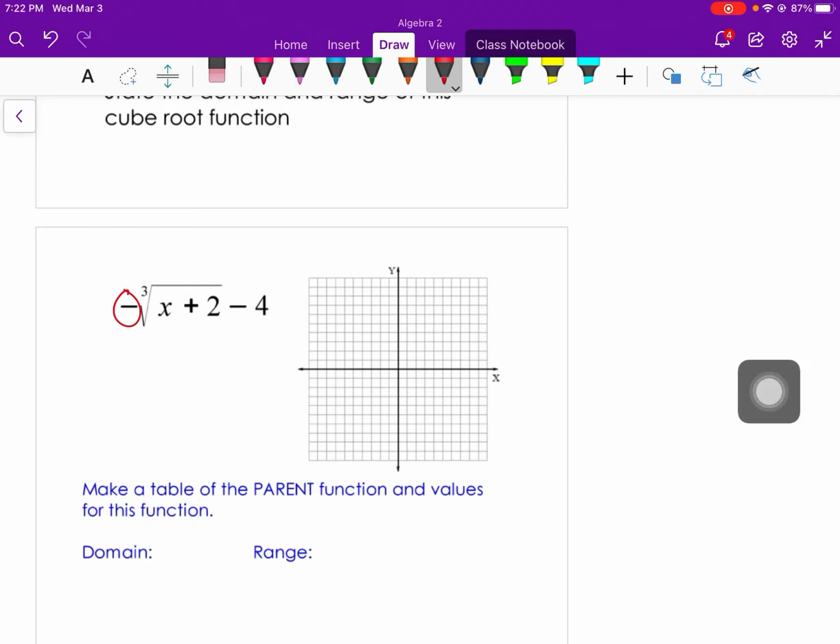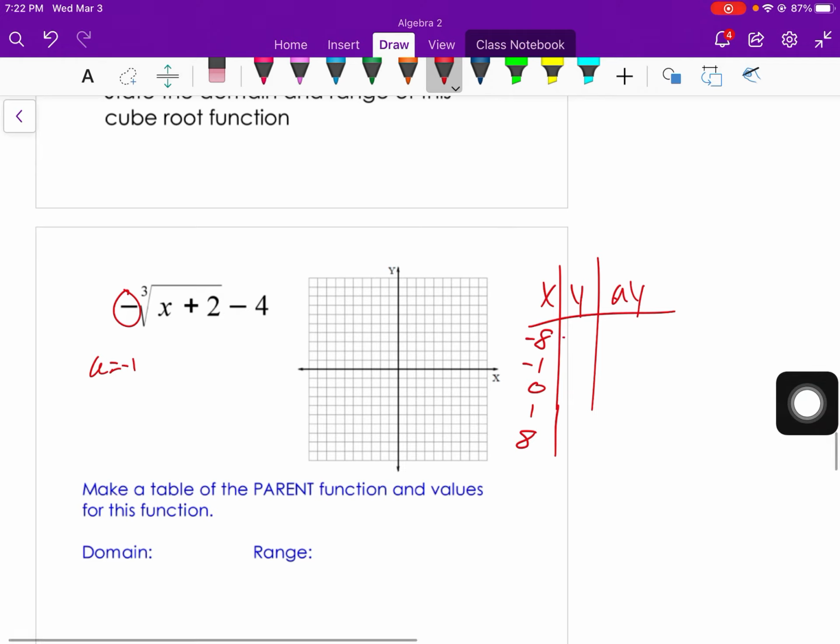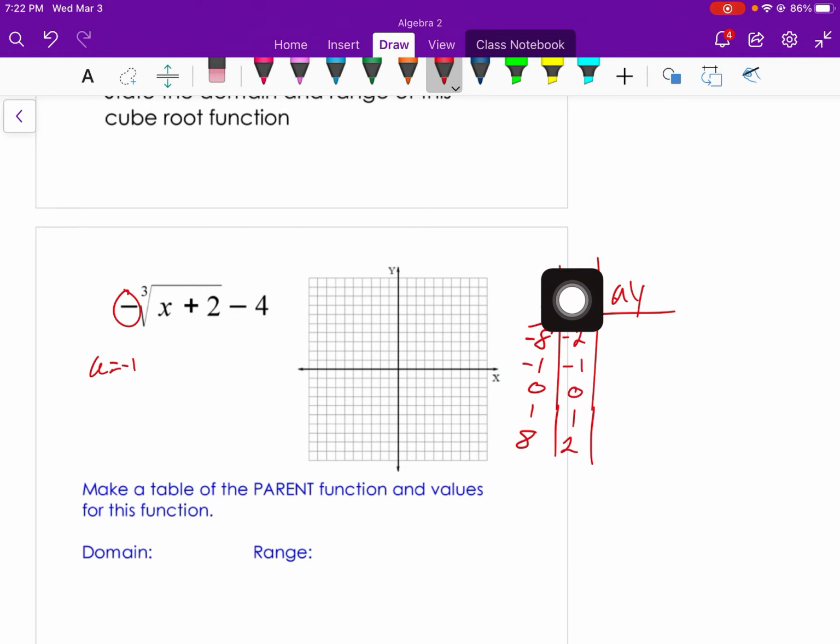My leading coefficient is -1, so a is -1. When I make my x, y, a·y table here, we want to see what would be some nice input values. It's the cubed root, so we want nice cubed numbers. That would be -8, -1, 0, 1, and 8. We can have negative numbers when it's the cubed root. Those numbers, when you take the cubed root, would be -2, -1, 0, 1, and 2. Finally, we want to multiply my y column by a. We're scaling it by a factor of a, which is -1. So that would be 2, 1, 0, -1, and -2.